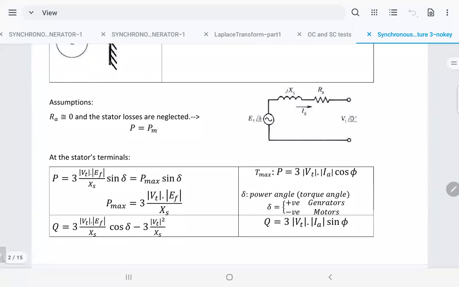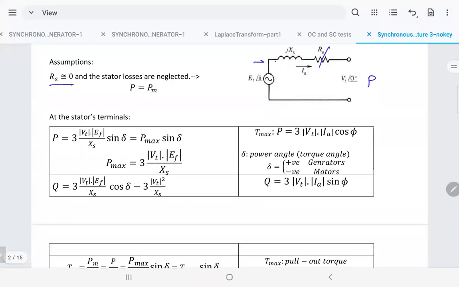So if we assume the armature resistance is equal to 0, it means we are ignoring the copper loss in the stator. In this case, we can say that the output power is equal to the mechanical power, right? Because if you ignore that, how do you calculate the power output here? The power coming from mechanical to electrical, minus the copper loss. If you don't have resistance, you don't have copper loss, so the power coming from the rotor, the developed power, is equal to the output power, equal to this mechanical power. All right.